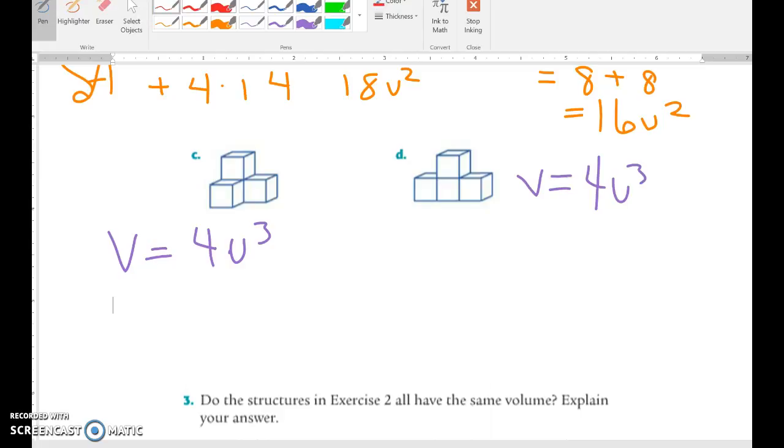This is same front and back, 1, 2, 3, 4, right? So the front and back is 2 times 4, okay?